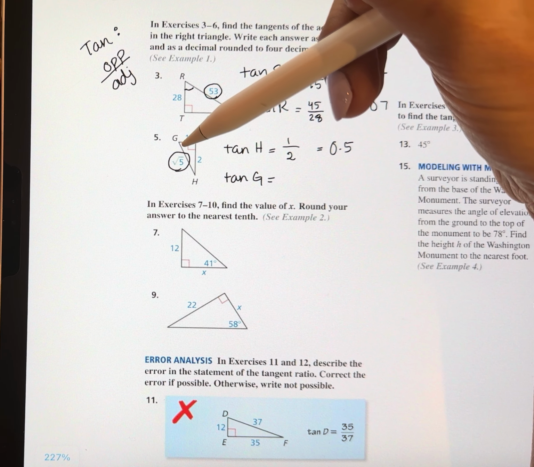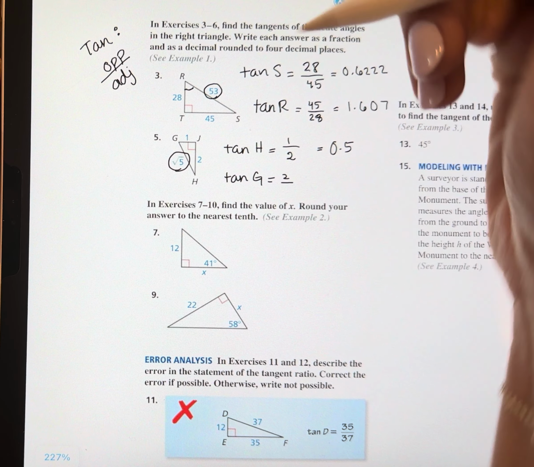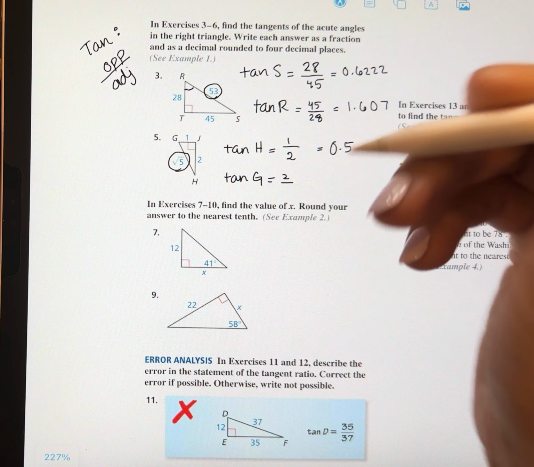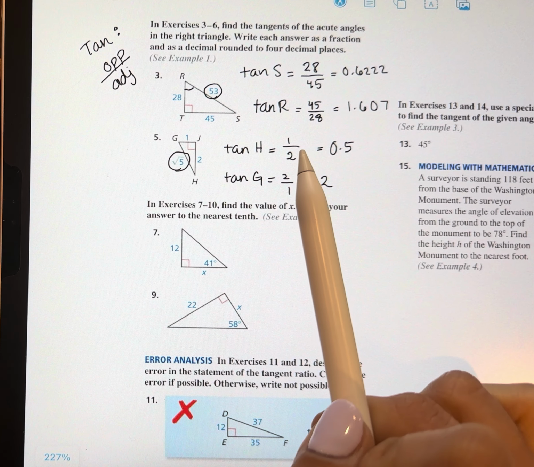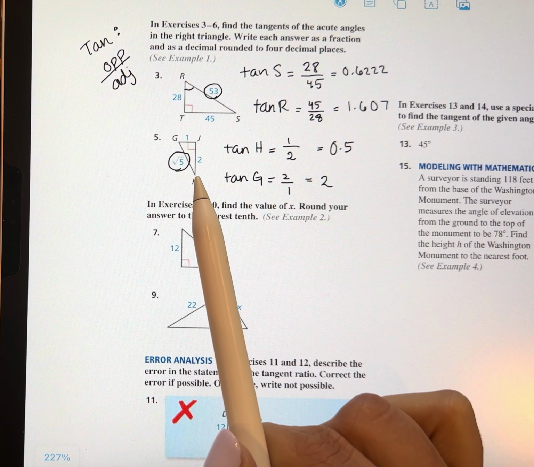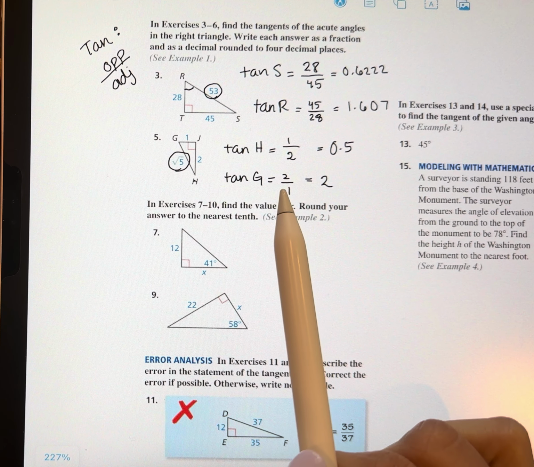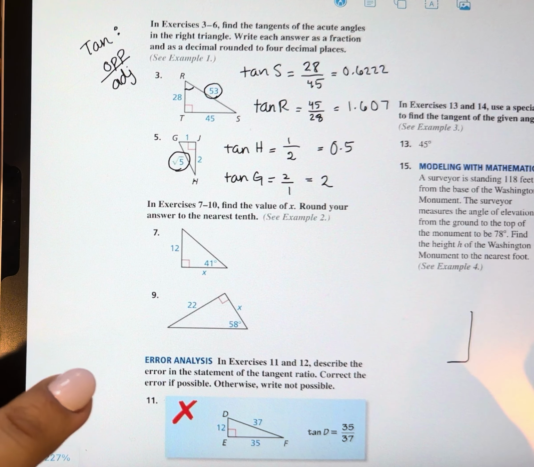And then tangent of G, the other acute angle, I change my perspective. Now I'm standing at G, looking across, that's 2, and adjacent is 1. Let's see if that same thing happened. Was the tangent of one acute angle just the reciprocal of the tangent of the other? Yes, it was.